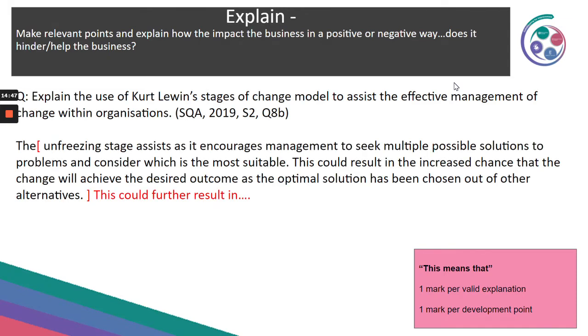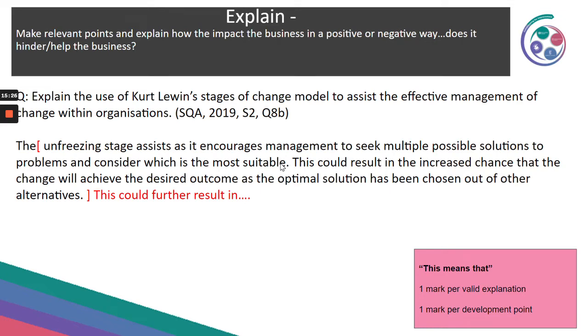So let's look at an example from the 2019 paper. Explain the use of Kurt Lewin's stages of change model to assist the effective management of change within organisations. So again, it's that two-part element of Advanced Higher Business questions. So explain the use of Kurt Lewin's stages of change model. That's our first part. And then we've got how does it make effective management of change? So we've got the unfreezing stage assists as it encourages management to seek multiple solutions to problems and consider which is the most suitable. Now, you've not done any explanation of impact up to that point.